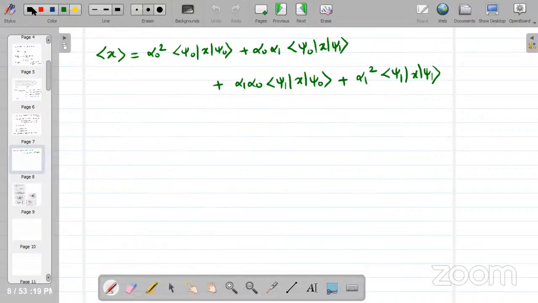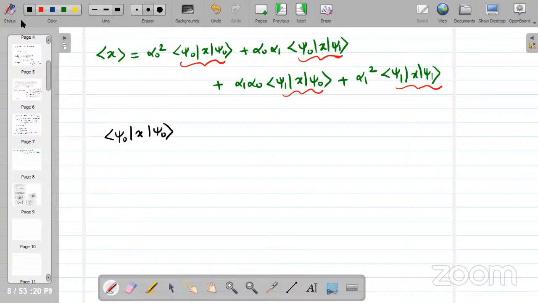Now we have to use the next information. Remember, we need to evaluate each of these terms and understand the nature of their values. This is basically in terms of integration. So let us look at psi naught x psi naught. Already we know this is even, this is odd. Then what is this term overall?